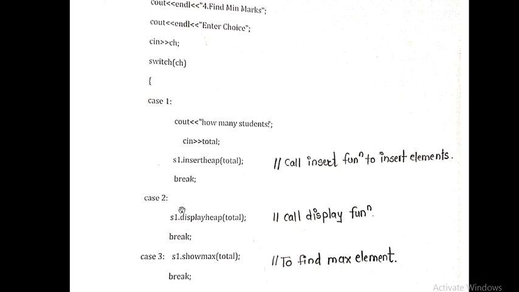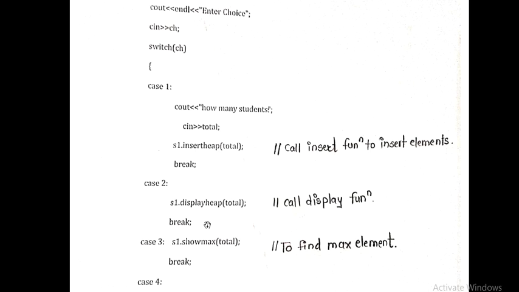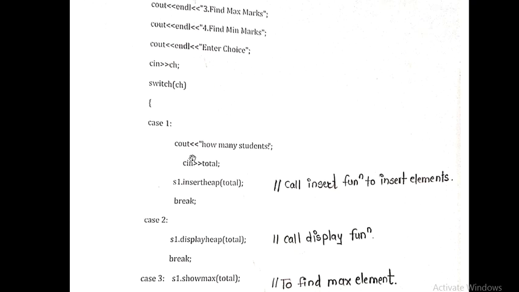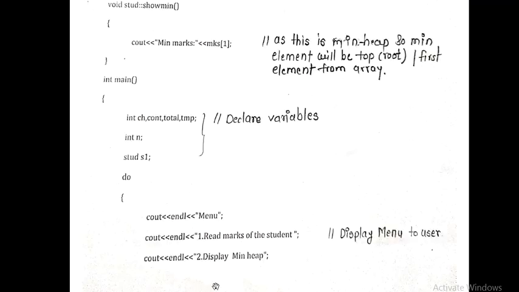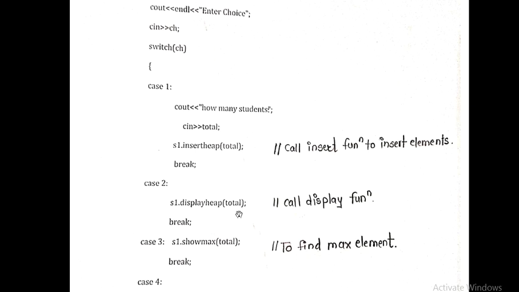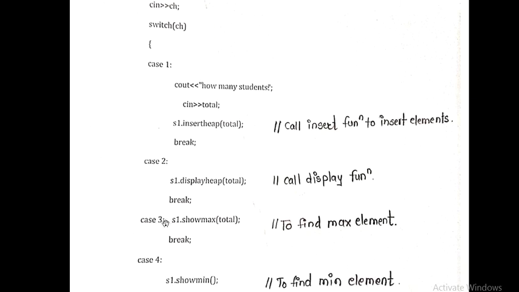Now case 2, if the choice is 2, then we have to display the heap. Here we display the heap according to the min heap, so it will display the min heap. For that we are calling display heap, where we use the object of the class students to call that function.